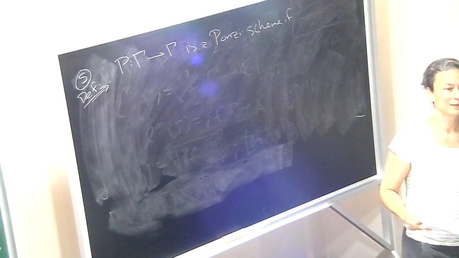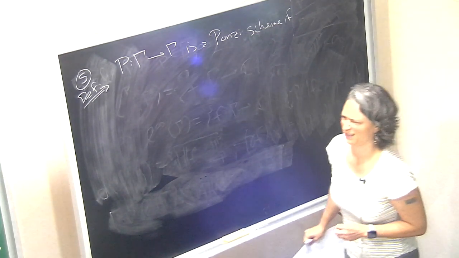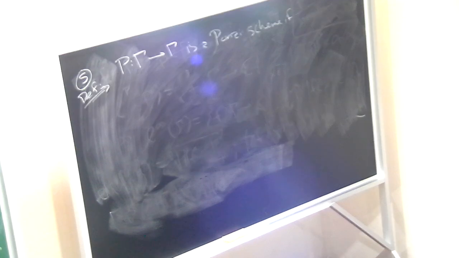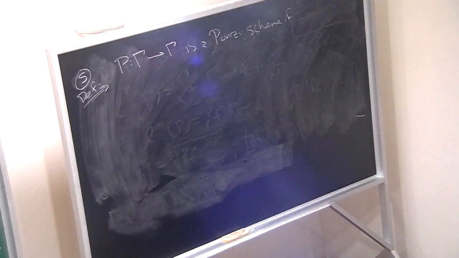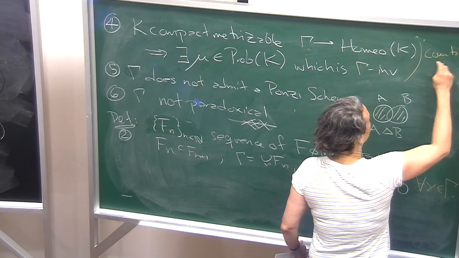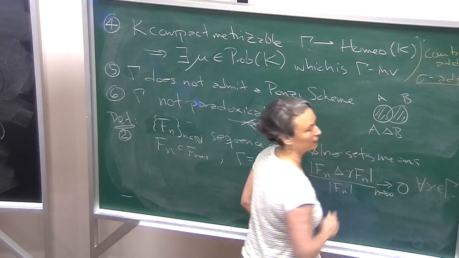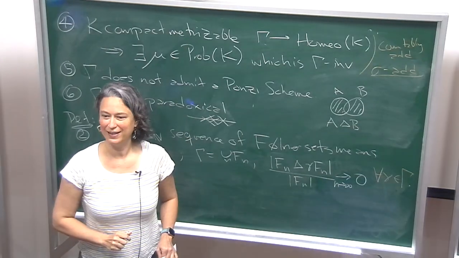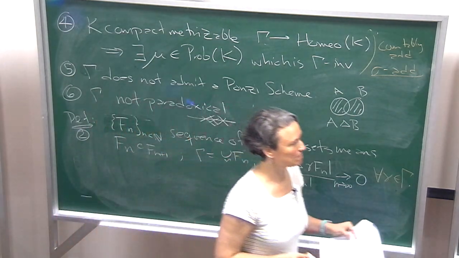Yeah? I thought you were going to 4 first. The measure in 4 is a legit measure. It's sigma additive, right? Oh, yes. Thank you. Absolutely. It's a real honest measure. It's also finitely additive, but it is definitely countably additive, which is called sigma additive. Thank you. Yeah, that's important.